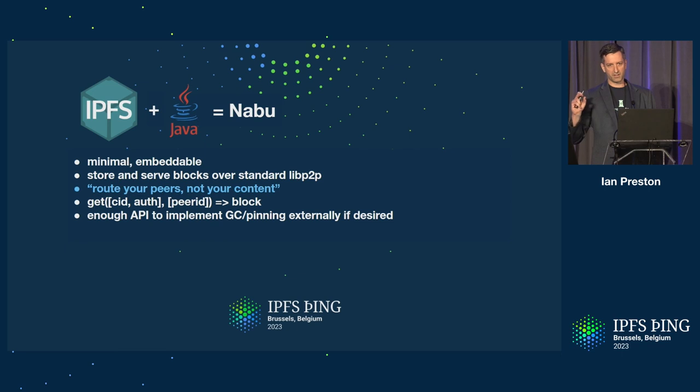The idea is on the application level, you often have more information about where your data is, so we want to let people use that and say, actually, I don't want to just ask the world for this data, I want to ask this node by this peer ID. So you can see that for the get block call, we've added an optional argument, which is a set of peer IDs. If you don't supply that, then yes, we can still fall back to the DHT and do the normal lookup. And there's enough API if you want to implement GC or pinning externally, if desired.